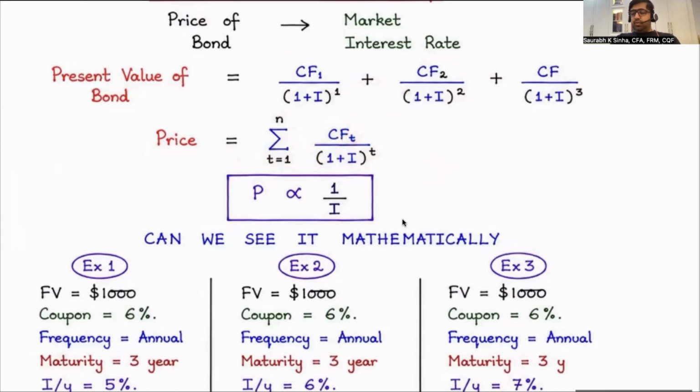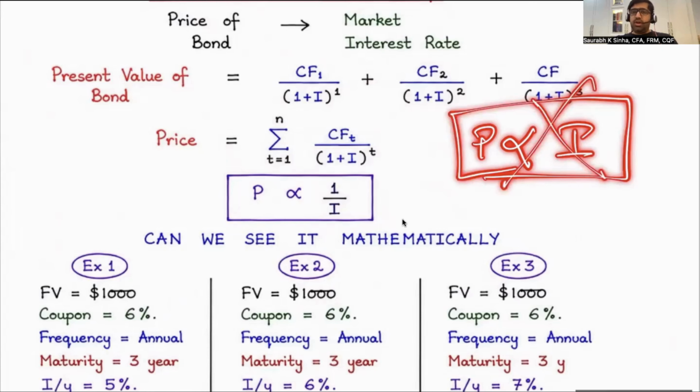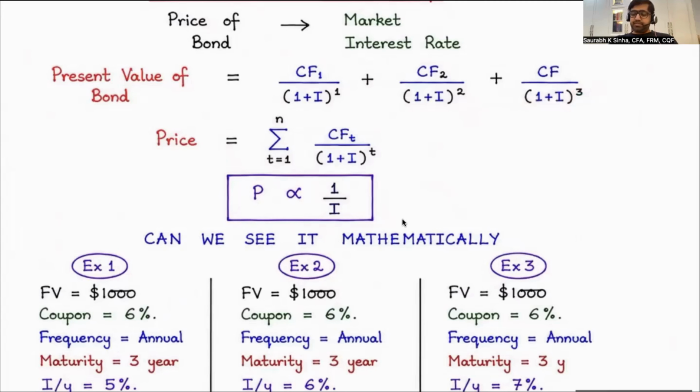This t goes from 1 to n, and you have to do the summation. So you can mathematically see that price and interest rate have an inverse relationship. On the left-hand side, price is in the numerator, and on the right-hand side, the interest rate is in the denominator. So it has an inverse relationship. It is not like price and interest rate have a direct relationship. No, it has an inverse relationship.